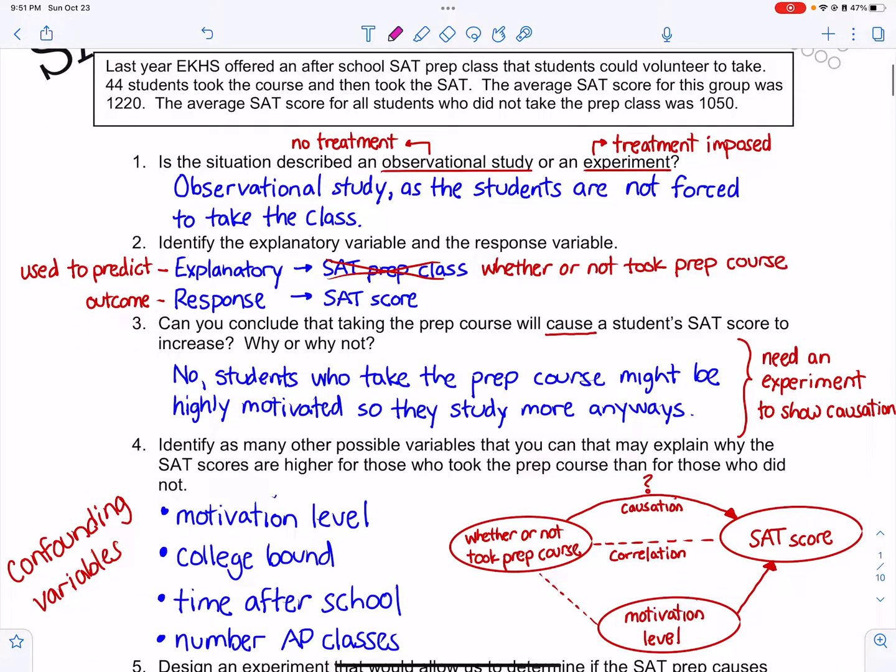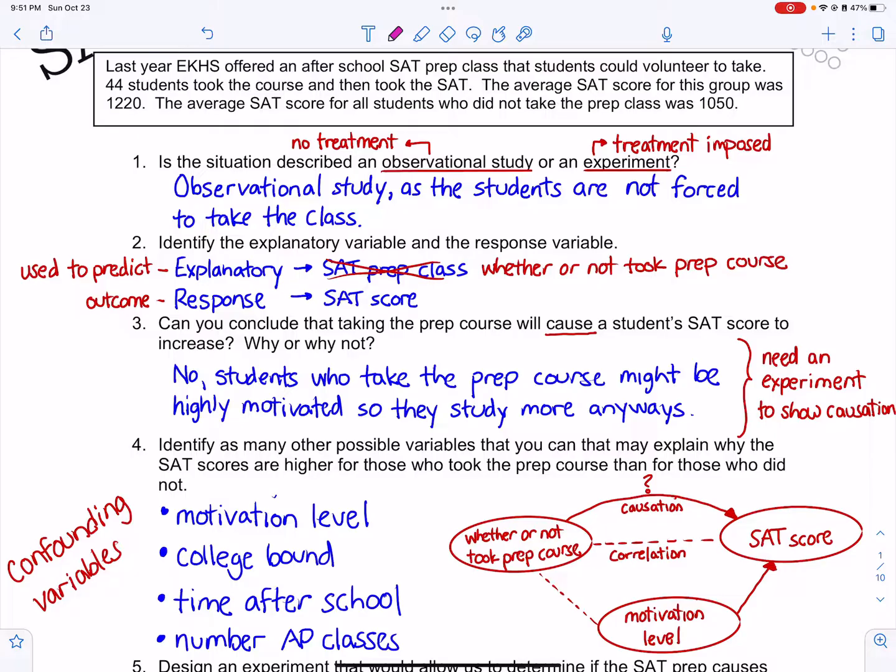You cannot conclude that it will cause. Be very careful. I guarantee you will see this in the multiple choice particularly. In one of the multiple choice options, it'll say something cause. And if you see cause, you circle it. And most of the time, it's not the right answer.